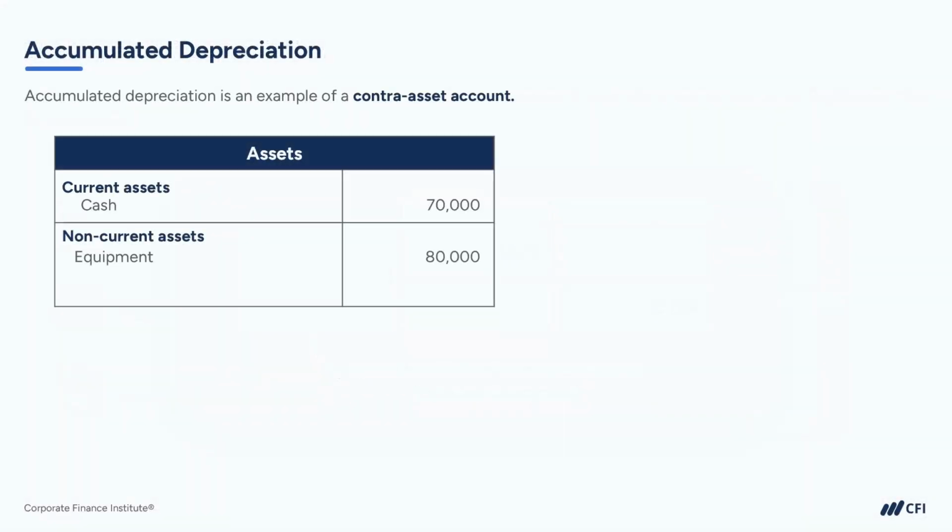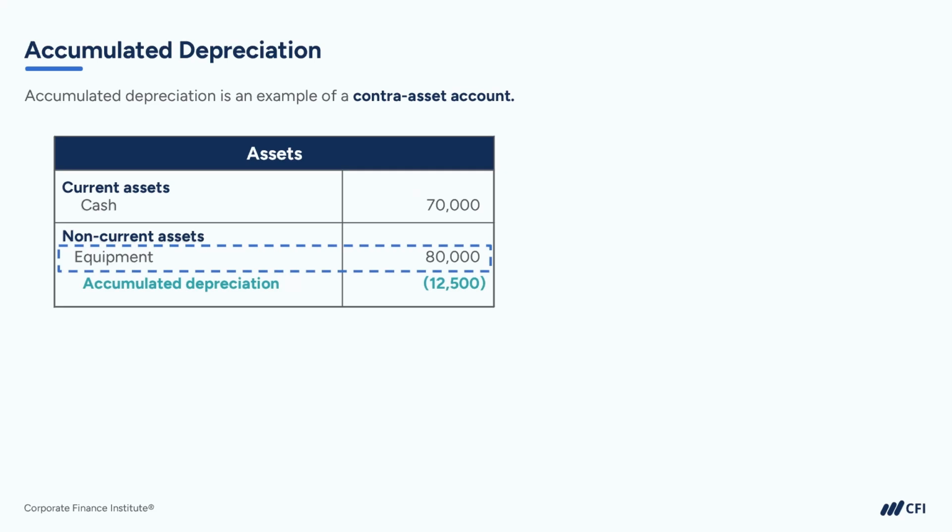Now, the accumulated depreciation contra asset account is going to sit right on the balance sheet next to the corresponding asset account. So you can see that we still show the original cost of the asset, but we net off depreciation of $12,500 to give a net balance of $67,500. This balance is referred to as an asset net book value, where net means after deductions.